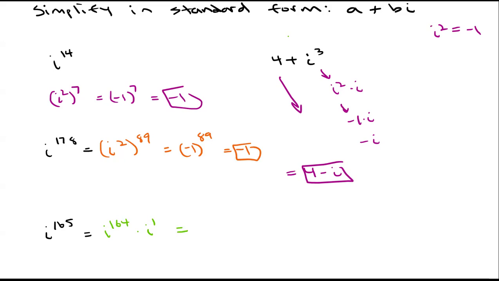Again, as I did on the previous one, if I do 164 divided by 2, that's going to give me 82. So I can rewrite this as i squared raised to the 82, right? Because 2 times 82 is going to give me 164, and I still have that i lingering on the right side. Okay, i squared is a -1. Raise that to the 82nd power times i. Again, we have an even number here now, so that means that negative is going to be positive. So that's going to be a positive 1 times i, which gives us just i.